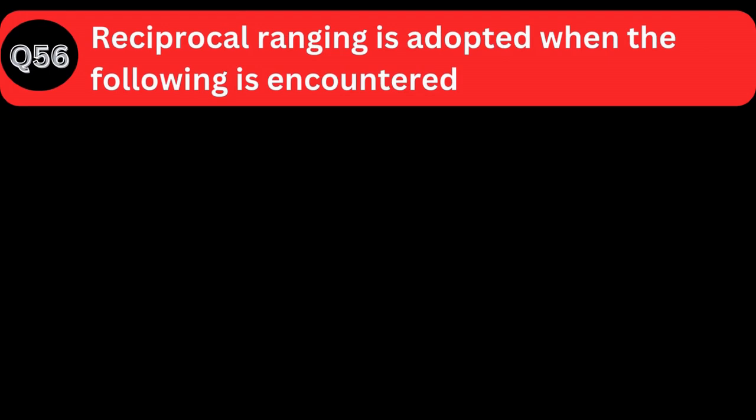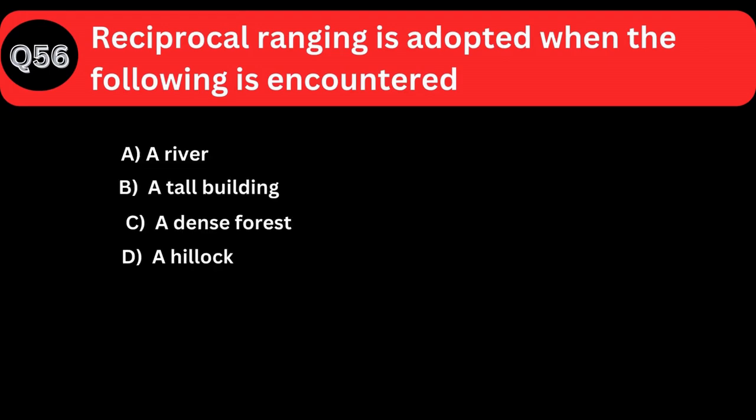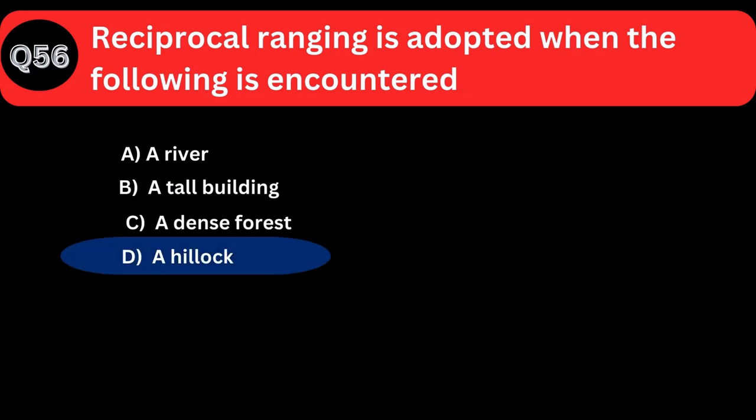Reciprocal ranging is adopted when the following is encountered. Options: A. A river, B. A tall building, C. A dense forest, D. A hillock. Answer: D. A hillock.